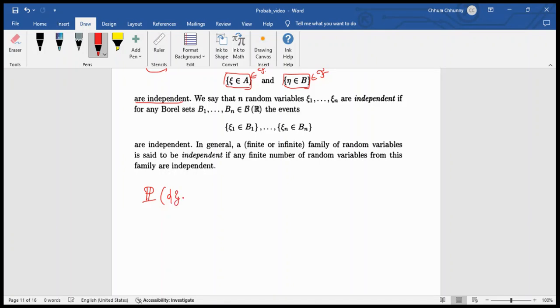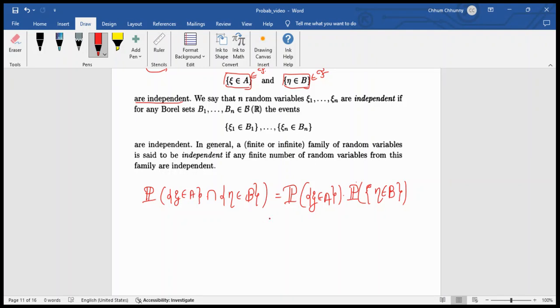probability of psi belongs to A intersect with eta belongs to B, these two events, is equal to the probability of psi belongs to A multiplied with the probability of eta belongs to B. So in this case we can call the random variables psi and eta independent random variables.